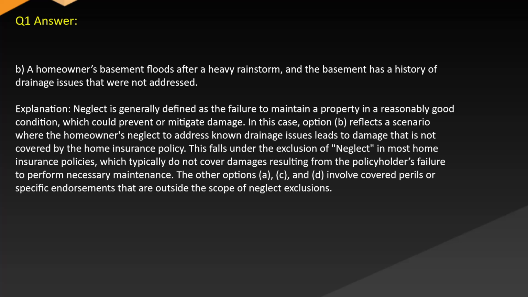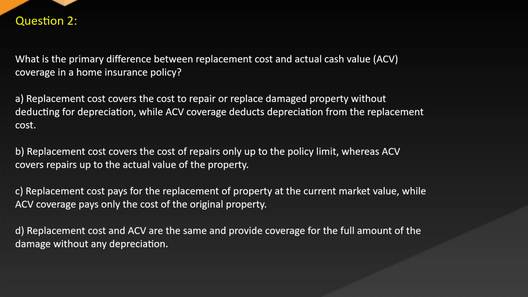This falls under the exclusion of neglect in most home insurance policies, which typically do not cover damages resulting from the policyholder's failure to perform necessary maintenance. The other options, A, C, and D, involve covered perils or specific endorsements that are outside the scope of neglect exclusions.